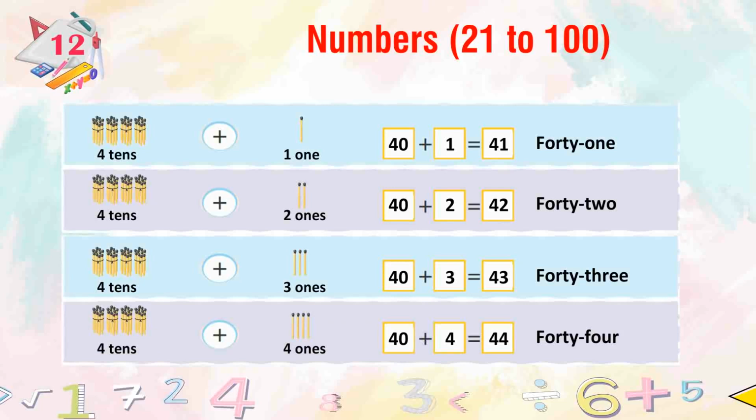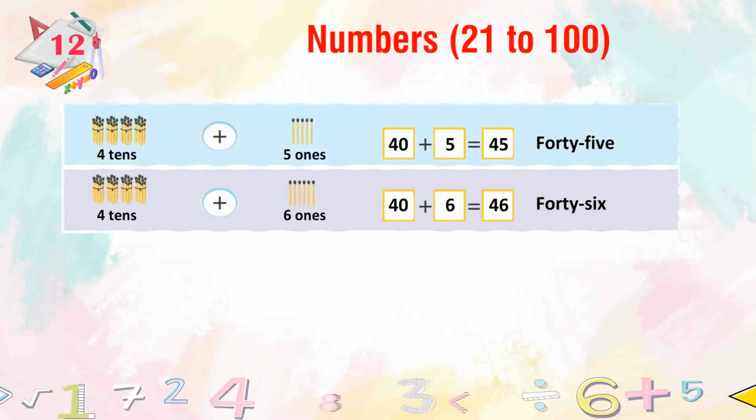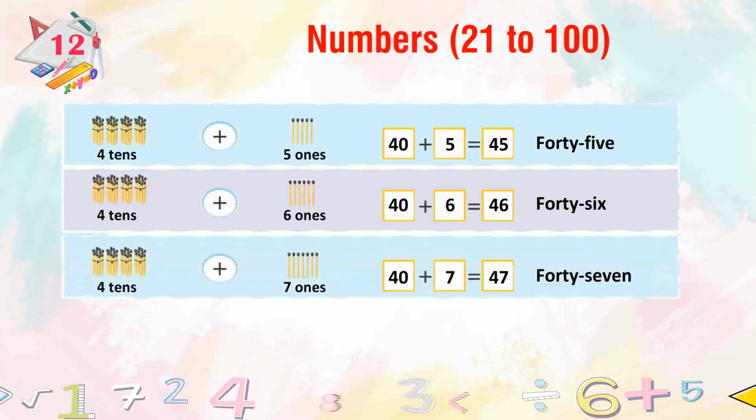Four tens plus 4 ones, 40 plus 4 is equal to 44. Four tens plus 5 ones, 40 plus 5 is equal to 45. Four tens plus 6 ones, 40 plus 6 is equal to 46. Four tens plus 7 ones, 40 plus 7 is equal to 47.